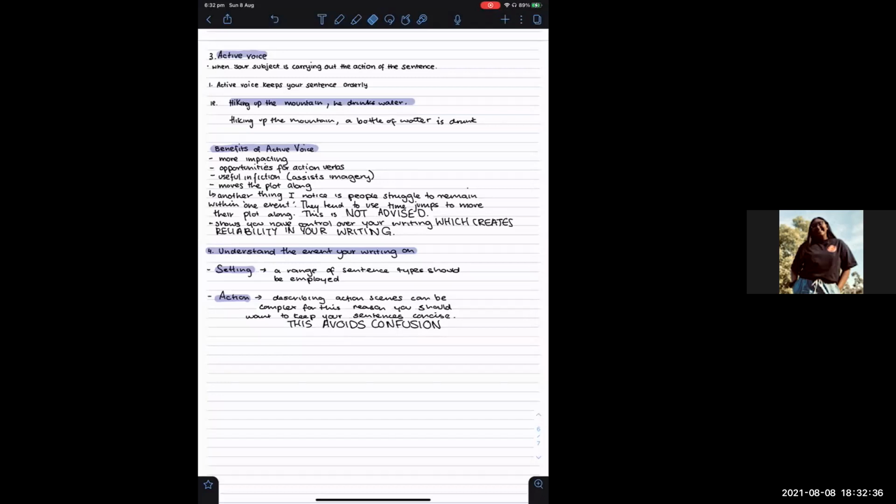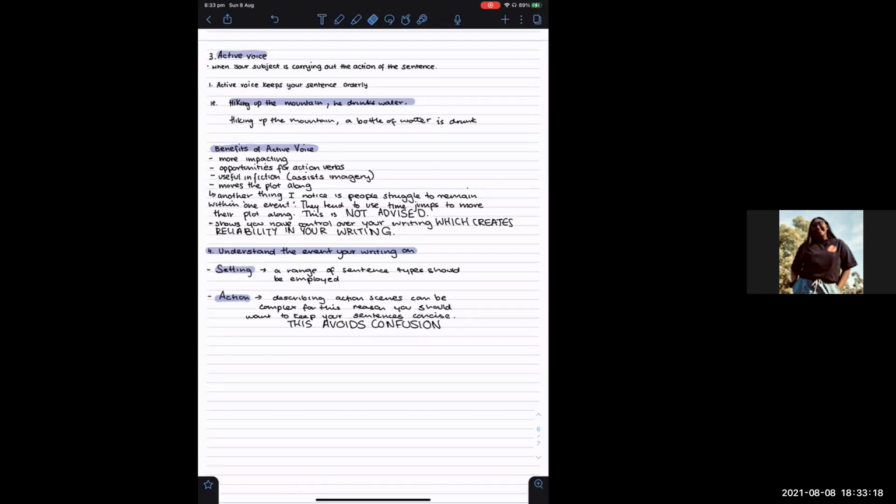Active voice, great. There are examples which you are more than welcome to write down, but the purpose of what I would like you to remember about active voice and why we use it is because it keeps our sentences organized. It does not leave room for confusion, okay? So the benefits of active voice, as seen below: it is more impacting, there are opportunities for action verbs, and it is useful for creating imagery. Active voice is fantastic for imagery. Like I said, with the complex sentences for figurative language, active voice would be great for imagery.